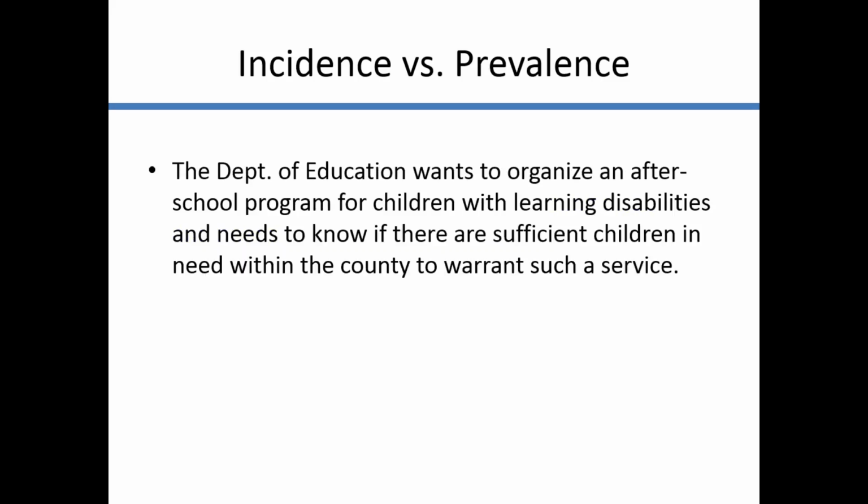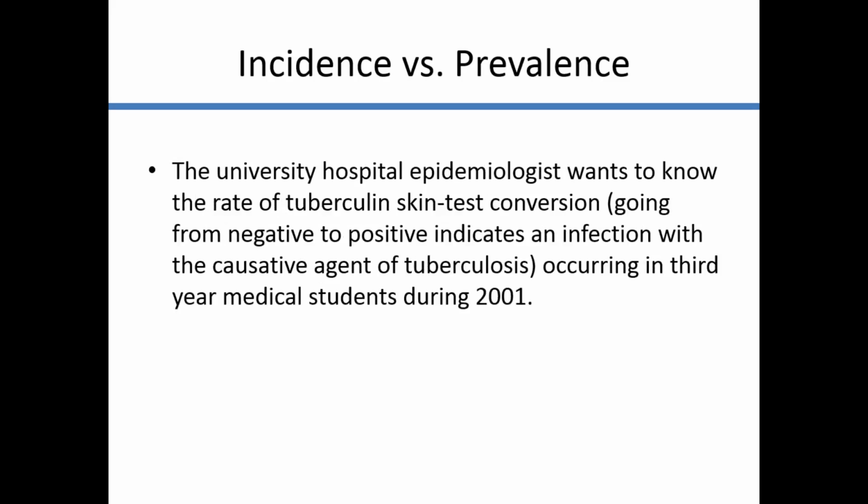The Department of Education wants to organize an after-school program for children with learning disabilities and needs to know if there are sufficient children in need within the county to warrant such a service. If you're a director of county services, do you want to organize an after-school program if one person shows up? What about if 1,000 people show up? I mean, you need to know how many people exist with this condition at this time. So if you said prevalence, you're correct.